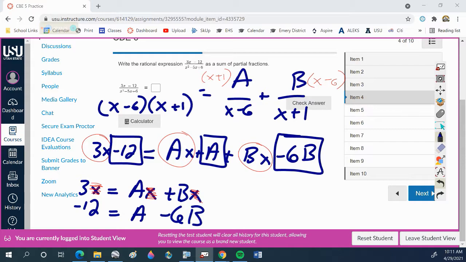So now times the bottom one by negative 1, which is easy, you just change the signs. Then we add vertically. 3 plus 12 is 15. The a's cancel. 7b. And then, oh, really? Did I mess up?